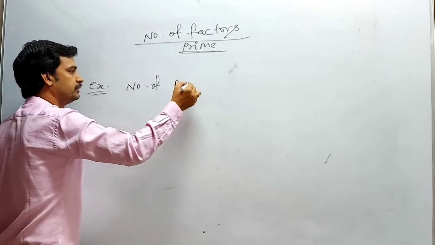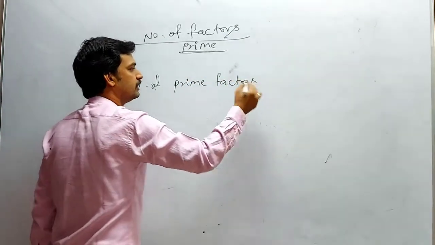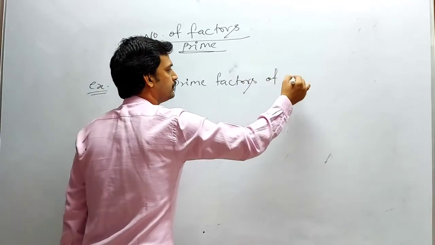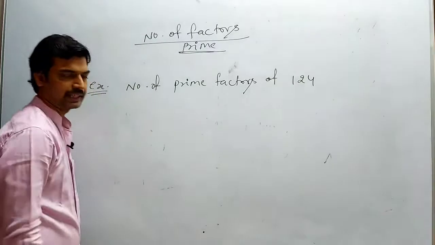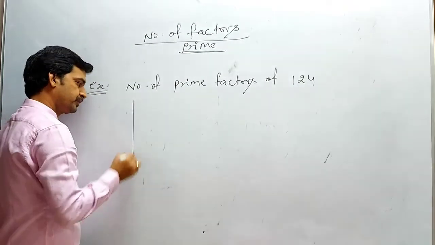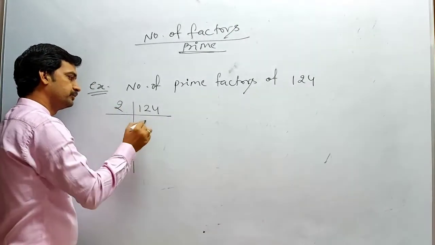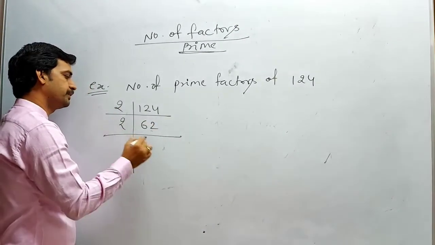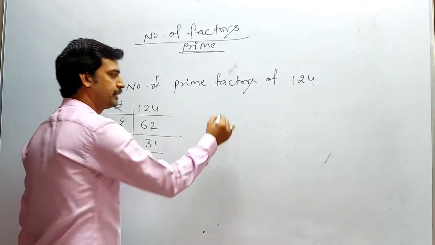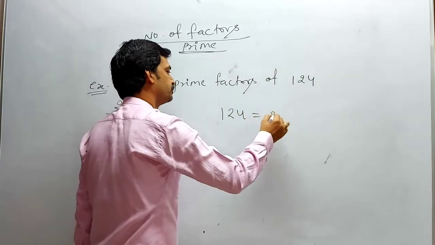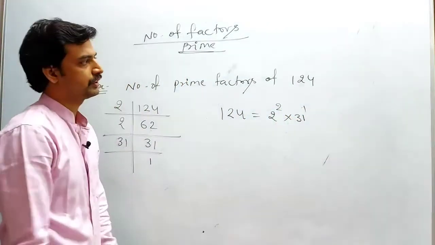Number of prime factors of 124, right? First of all, we need to factorize 124 by 2, 62, again by 2, 31, and 31 is a prime number, so this is it. So we can say that 124 equals 2 raised to 2 into 31 raised to 1. Clear?